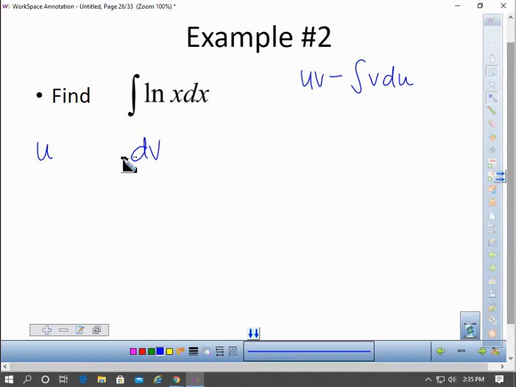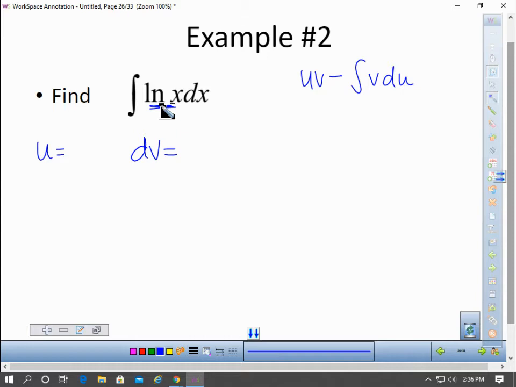Now I need to figure out, remember your u is always going to be the one you're going to take the derivative of, and your dv is going to be the one that you're going to do the antiderivative of. Since we have ln of x here, which would I rather do? Would I rather take its derivative, or would I rather try to integrate ln of x? Well, I better try to do the derivative because we don't know how to integrate ln of x. We have not learned that. We're almost there, but we have not learned how to do that.